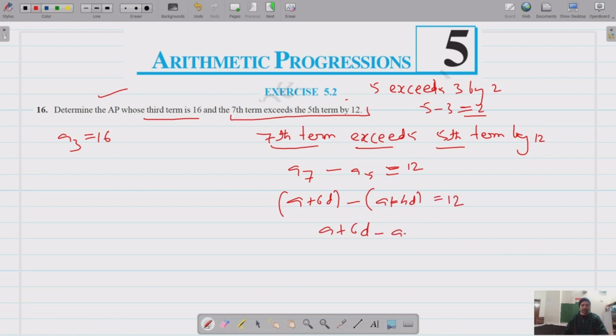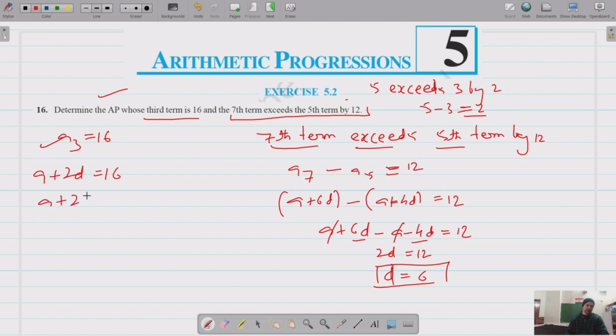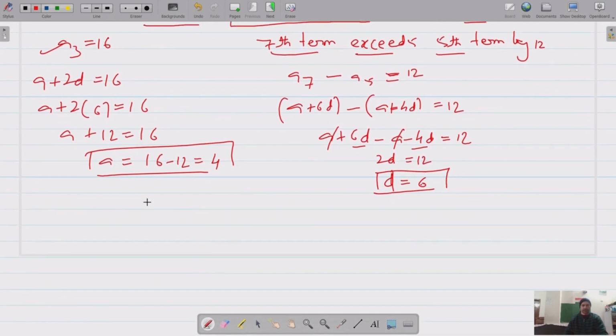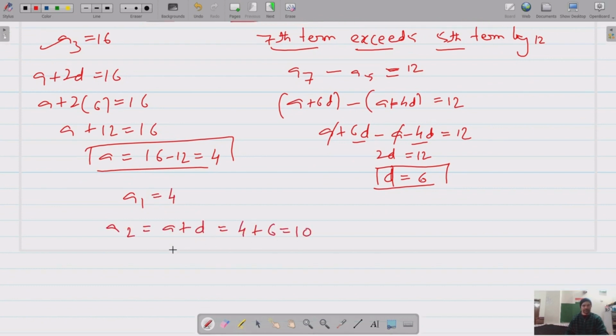Let's open up the bracket. A gets cancelled, the sign changes. 6D minus 4D is 2D, which is equal to 12. So D is 6, and A3 is A plus 2D. D is 6, and 2 into 6 is 12. So A is 16 minus 12, which is 4. And now we have to determine the AP. So we have A and D. Our first term is 4 and the second term is A plus D, which is 4 plus 6, which is 10.